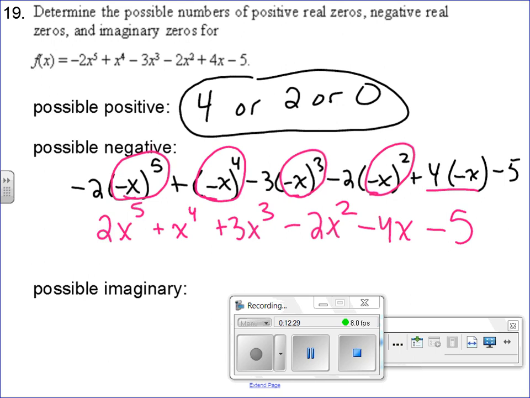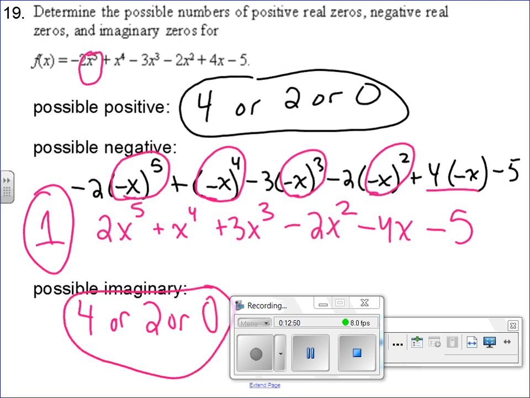So let's recount our sign changes now that we're simplifying. Positive, positive, positive. Negative, negative, negative. How many changes do you guys see? Only 1. Yep, only 1. And then a lot of people forget about the imaginary. You find the degree. It's a degree of 5. And you just list out all the even numbers that are equal to or smaller than 5. This is 4 or 2 or 0.